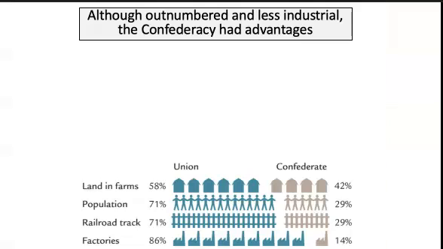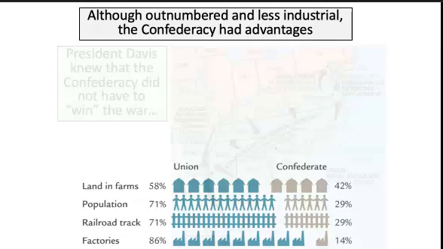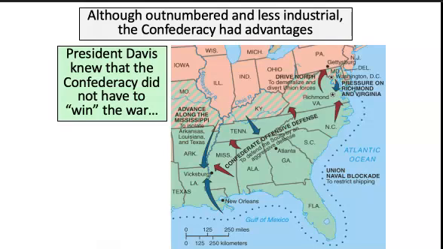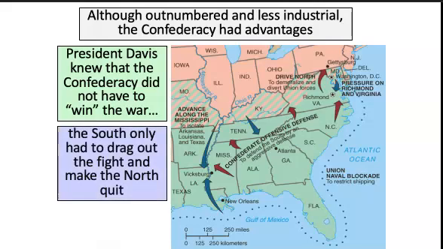Now, although outnumbered and less industrial, the Confederacy also had some advantages as well. For instance, President Jefferson Davis knew that the Confederacy didn't have to actually win the war. They had to fight this war in many ways like Washington had fought the Revolutionary War. As long as they dragged the war out, they could make the North quit. As long as they made the war expensive enough, they could make the North want to quit.